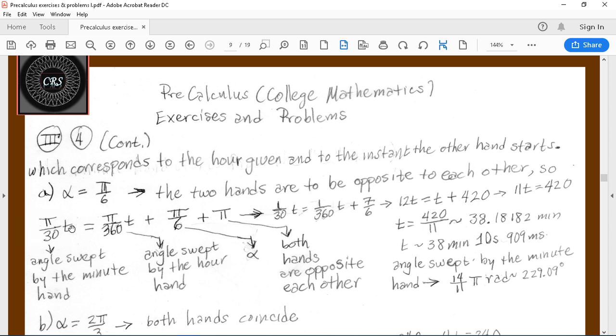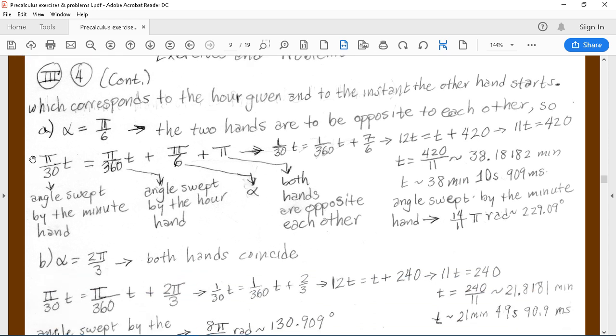Now remember that here we are working with radians. We could have done the same thing with degrees, but I'm going to leave that for you to do as an exercise. So we have the angle swept by the minute hand equals the angle swept by the hour hand plus the initial difference angle between both hands plus the final difference angle between both hands.